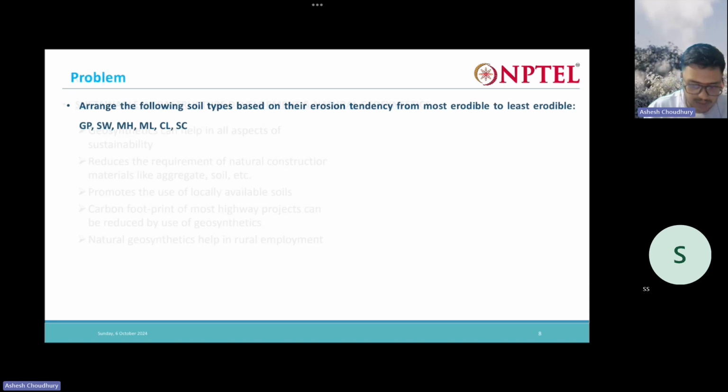So here I have put one small question for you. You are to arrange the following soils based on their erosion tendency from most erodible to least erodible. So first you have to write the soil which is going to be the most erodible, and then last you have to write down the soil that is the least erodible.